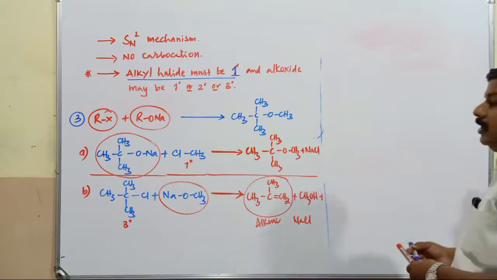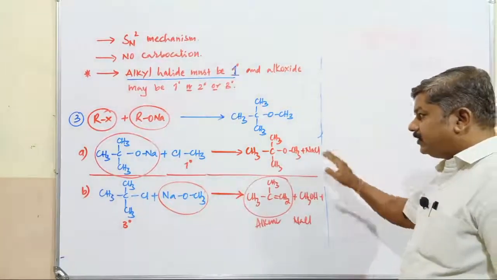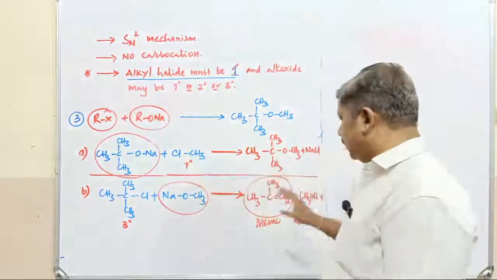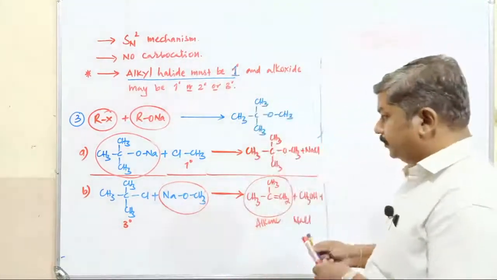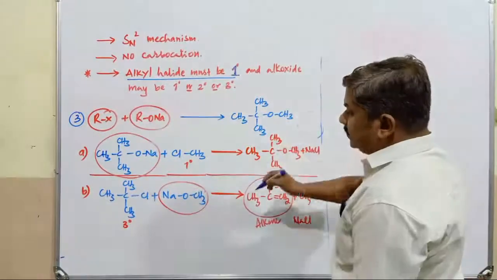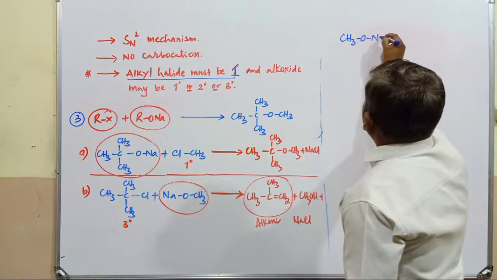If you see the second reaction, in the first reaction there is no difference. In the first reaction, we can get this particular ether. But why does alkene formation take place in the case of the second set of compounds? I am explaining the second reaction. CH3ONa is there.